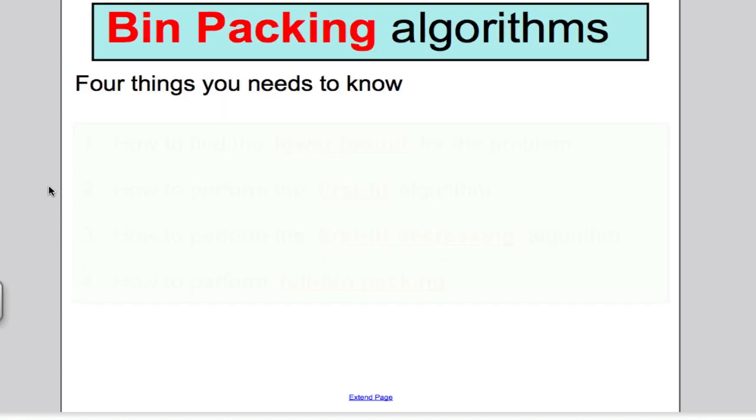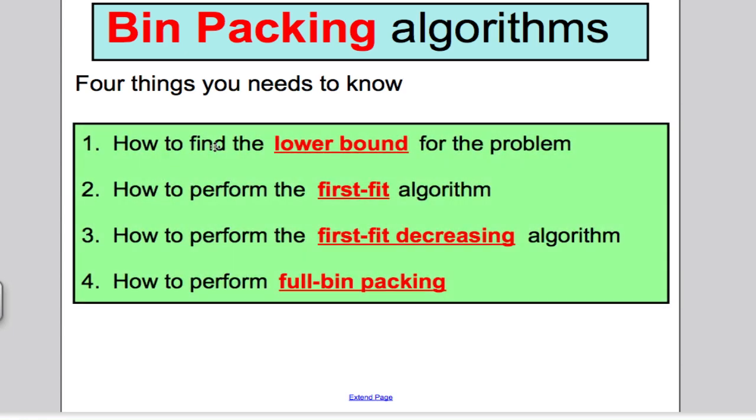Okay, so four things we need to know about bin packing algorithms. We need to know how to find the lower bound for a problem, how to perform the first fit algorithm, how to perform the first fit decreasing algorithm, and how to perform full bin packing. So four things we need to know, and they usually come up in the same question, just different parts.